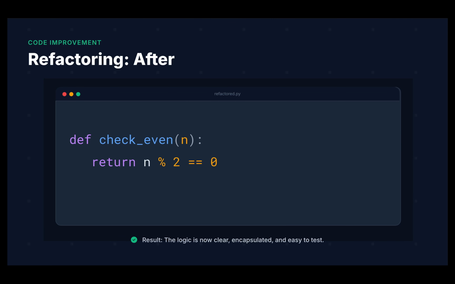Here the function became cleaner. The check_even(n) function now returns a Boolean result instead of printing directly. This is a stronger design because it separates logic from presentation. The function answers a question and the caller decides what to do with that answer.